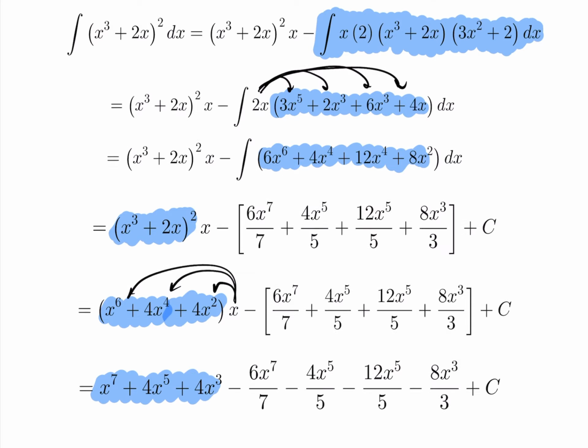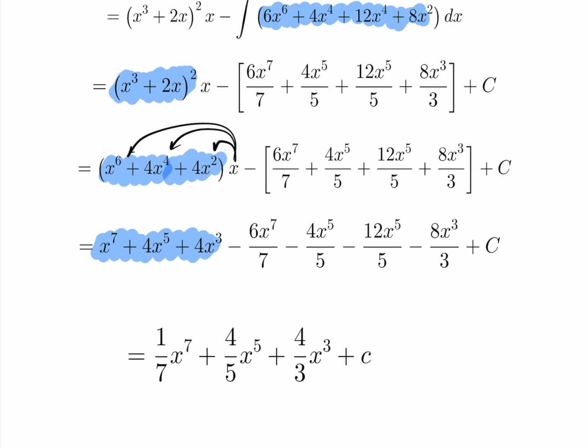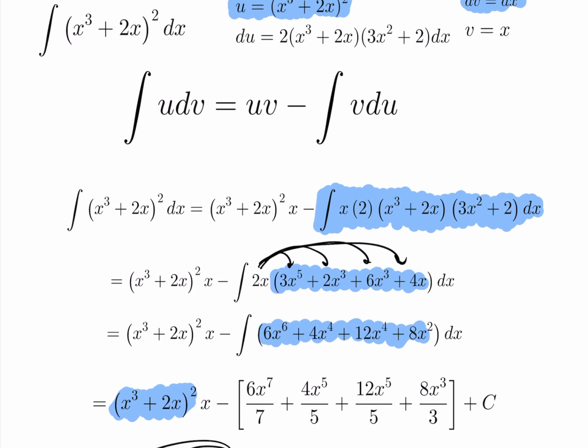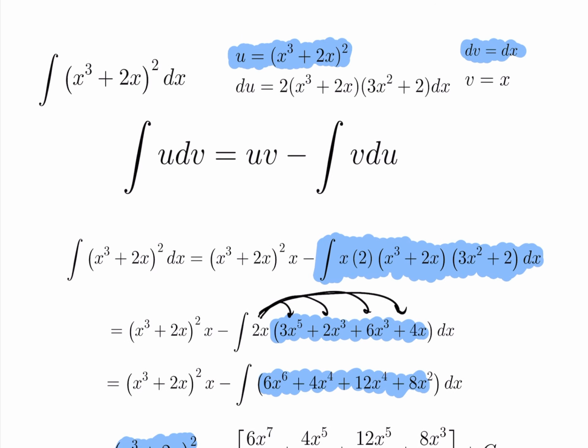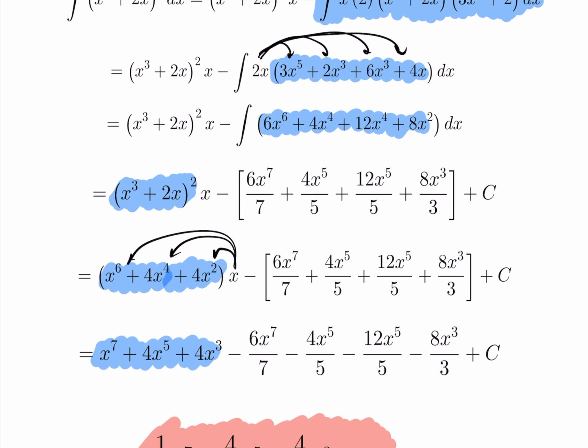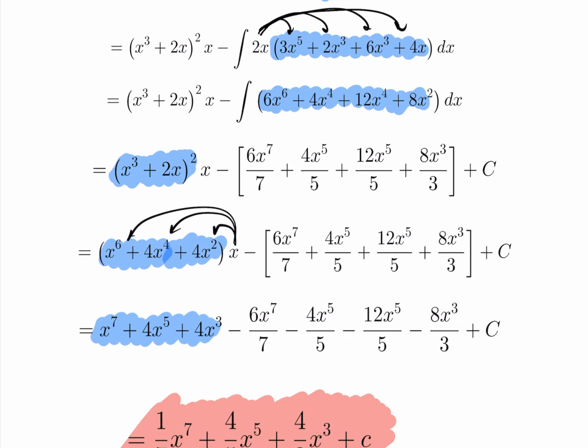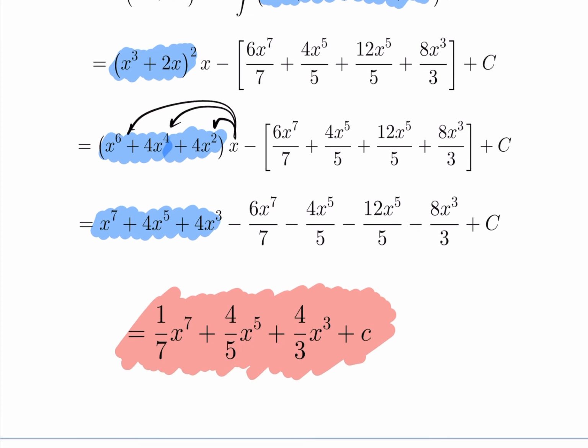Simplifying, we end up getting our final answer as 1/7 x to the power of 7 plus 4/5 x to the power of 5 plus 4/3 x to the power of 3 plus our constant term c. So this is an example where integration by parts comes into play here, where you can take a question that can be very difficult to integrate, and while the math here was a bit tedious, a lot to keep track of, we did eventually get to the final answer.